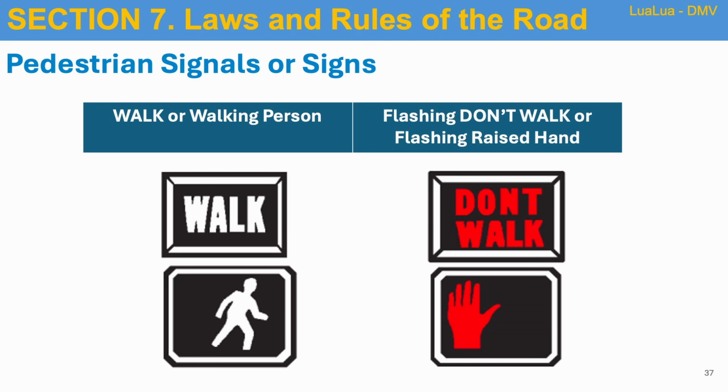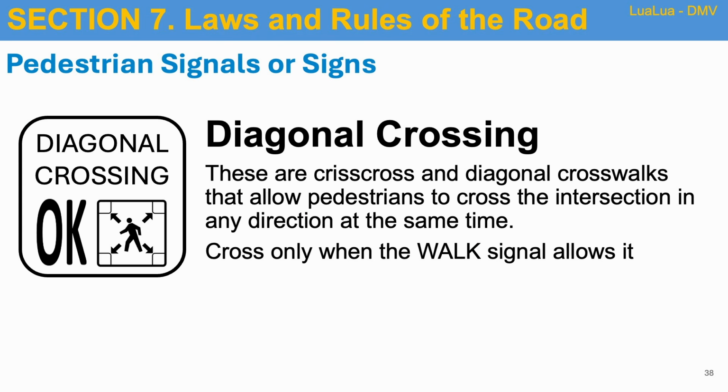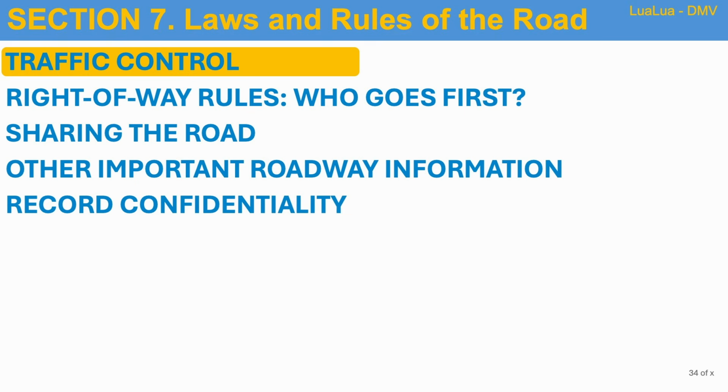Numbers. The numbers count down the seconds left for crossing the street. Diagonal crossing. These are crisscross and diagonal crosswalks that allow pedestrians to cross the intersection in any direction at the same time. Cross only when the walk signal allows it. Sounds. Sounds such as beeping, chirping, or verbal messages help blind or visually impaired pedestrians cross the street. Pedestrian push button. This is used to activate the walk or walking person signal. No pedestrian signals. If there are no pedestrian signals, obey the vehicle traffic signals.